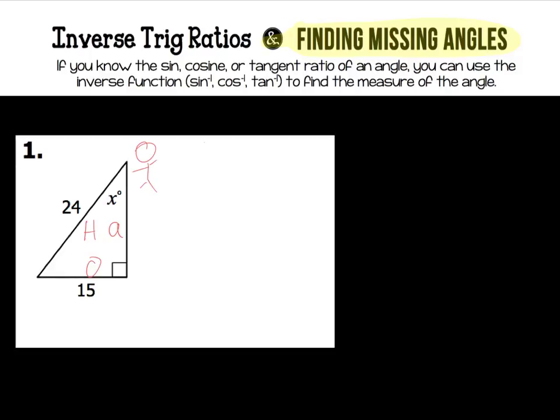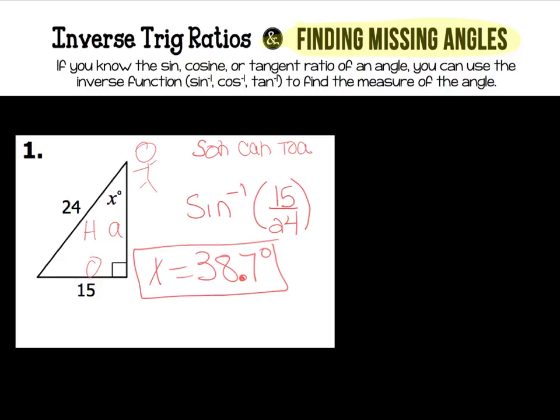So we are going to write SOHCAHTOA. And so we're doing sine. We don't know the angle, so when we don't know the angle, we're going to use the inverse keys. Open up parentheses and put in our ratio. Opposite is 15. Hypotenuse is 24. We'll put it in the calculator just like that, and x is equal to 38.7 degrees.